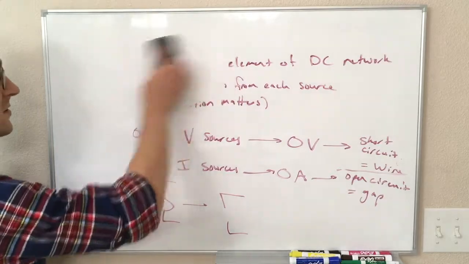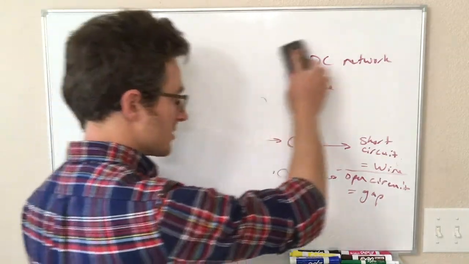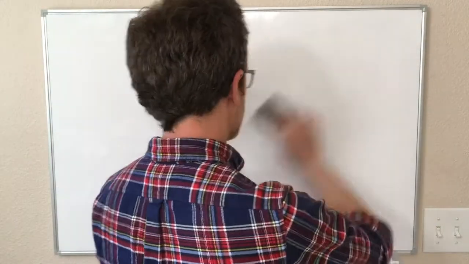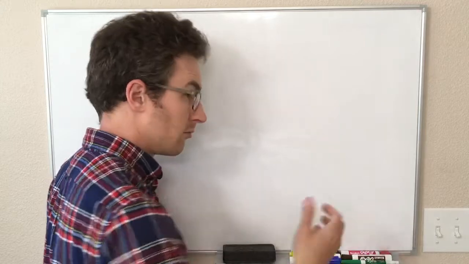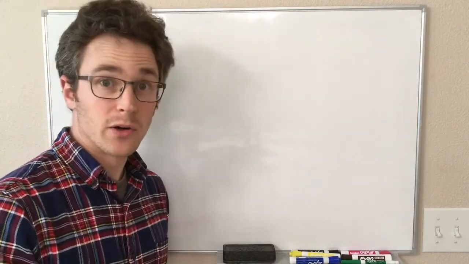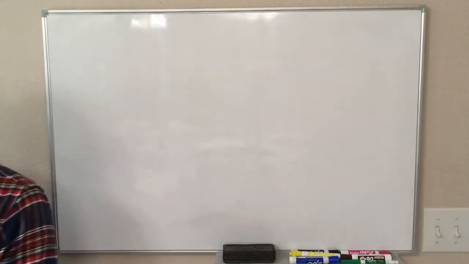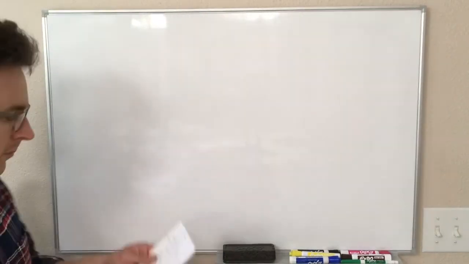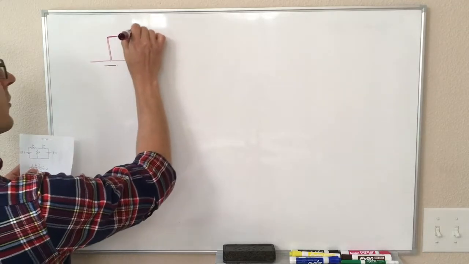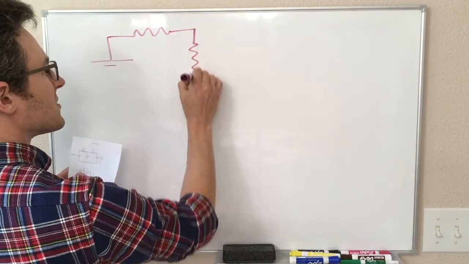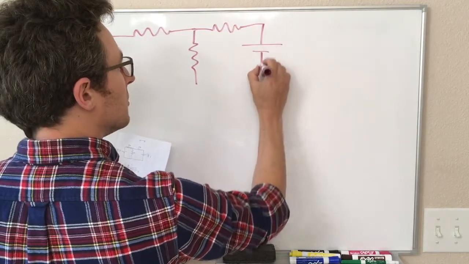While I'm erasing, I will say this is only useful if we have multiple sources, because for each one source, we still have to solve the rest of the circuit with some other technique. So let's do a full example of this. Let's say we have a circuit that looks like this. This is about the simplest circuit this is going to be useful for.